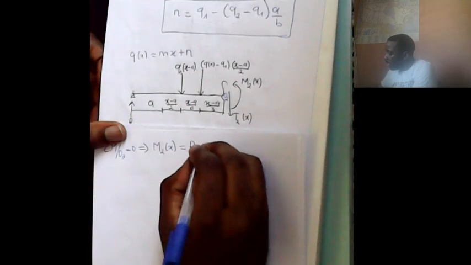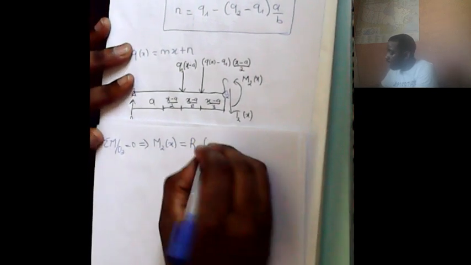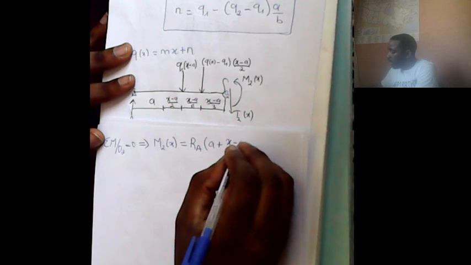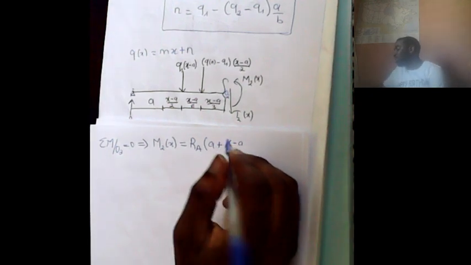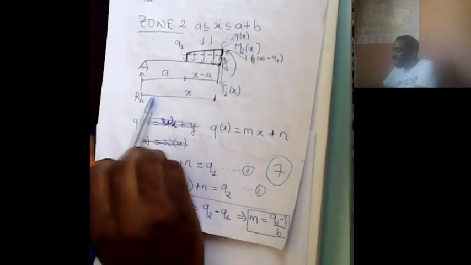So at the end of the day, we'll have RA into the perpendicular distance, which is a plus x minus a, right? From even the original diagram, it is RA times x. So we have no problem there. RA x.